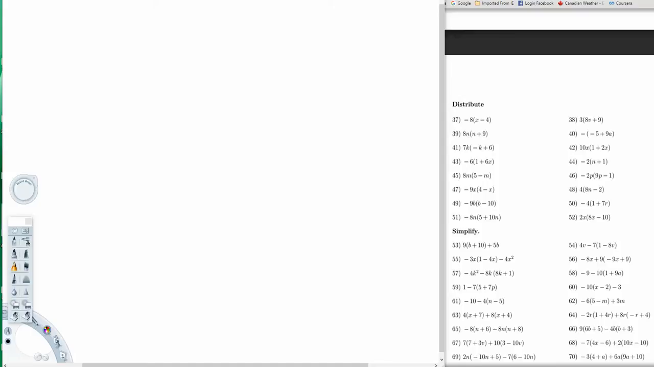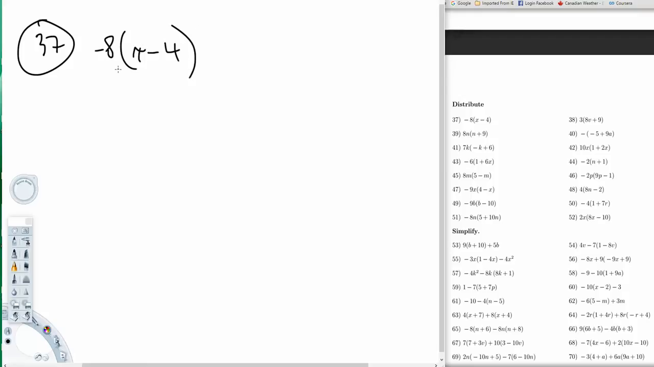Okay, more problems. Chapter 0.4, pre-algebra, number 37. Let's go. So it's minus 8, x minus 4. All right, so what do they want us to do here? Whenever you see anything next to anything without anything in it, it means multiply. So what this really means is minus 8 times x minus 4.